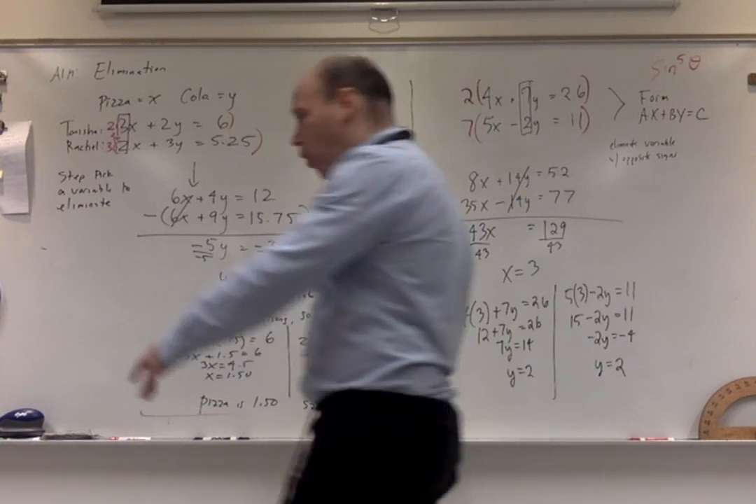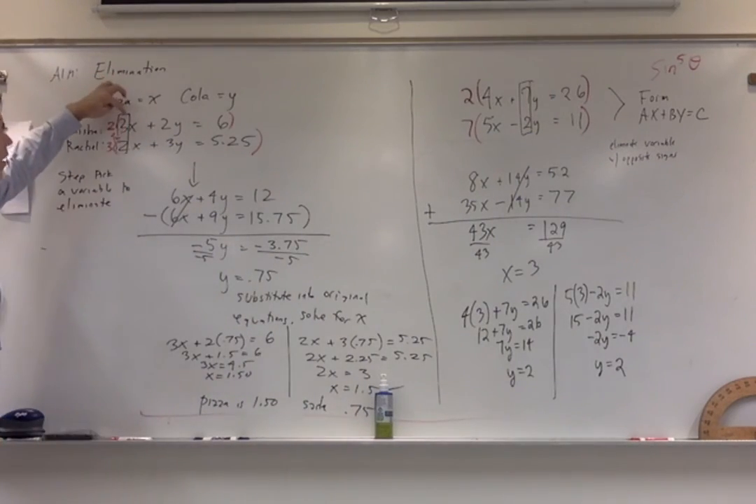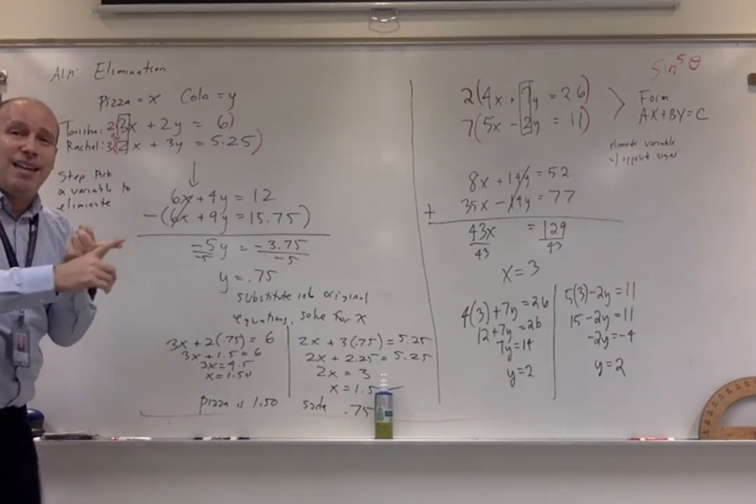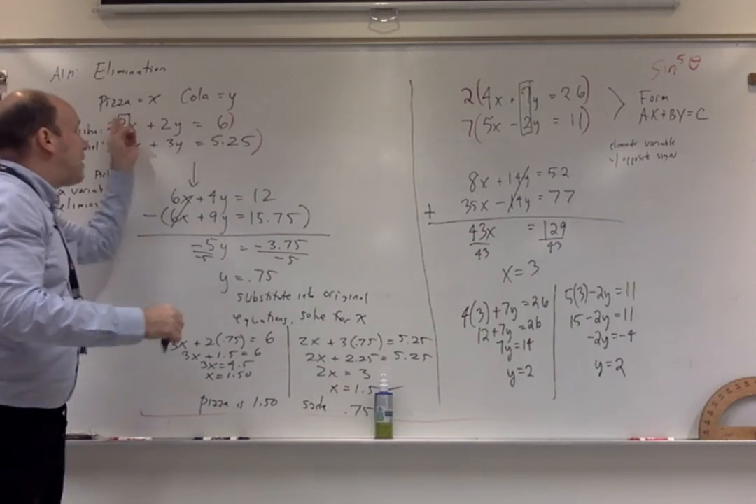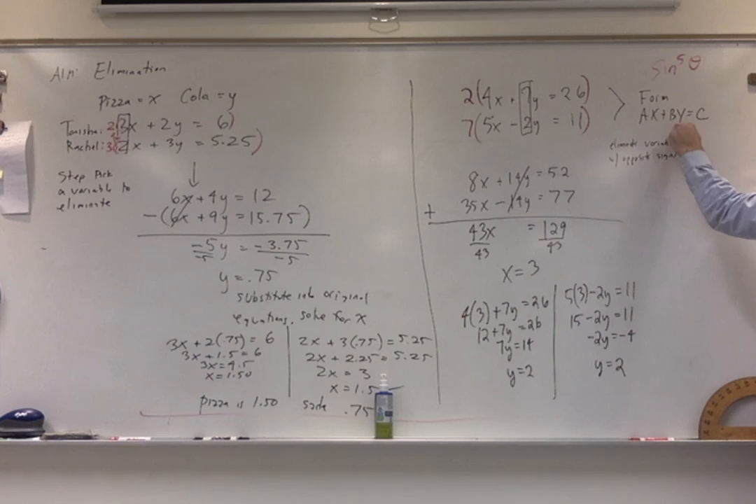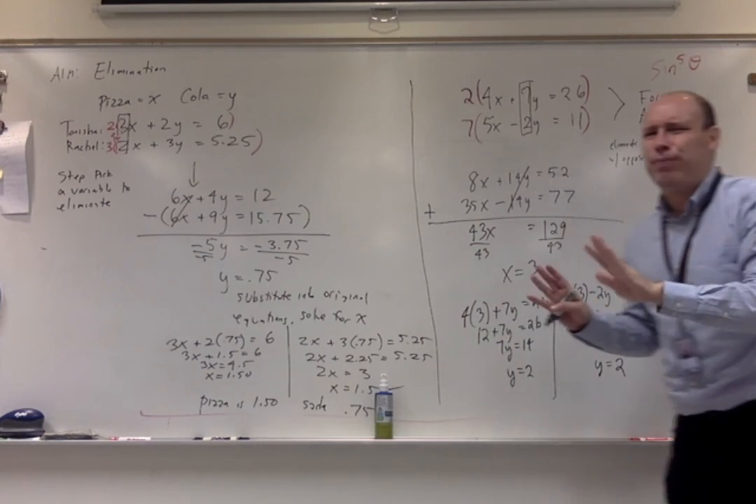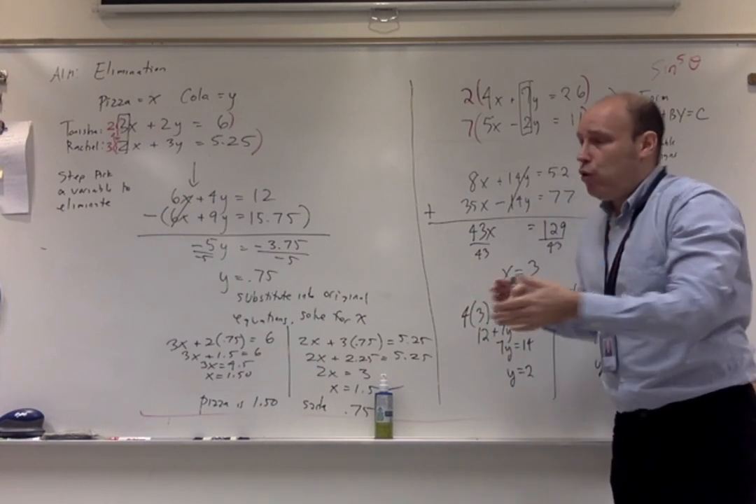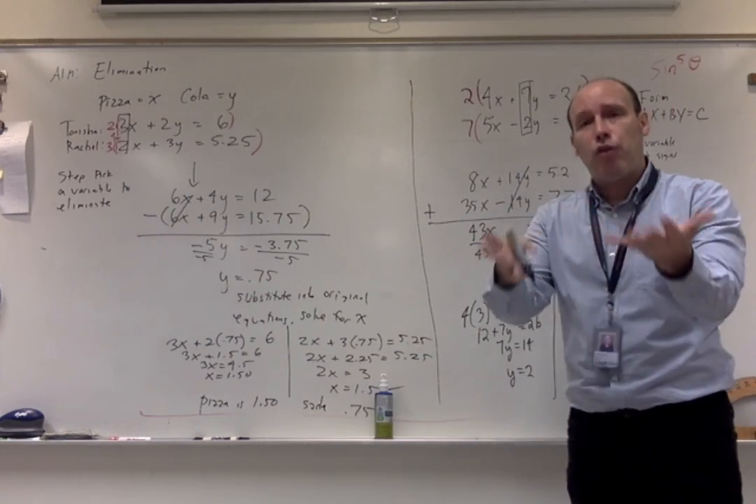When you have two equations like the pizza and Mountain Dew problem, or the pizza and cola problem, or when they look like ax plus by equals c, and you don't want to do substitution, then you use elimination. So try them on the sheet.